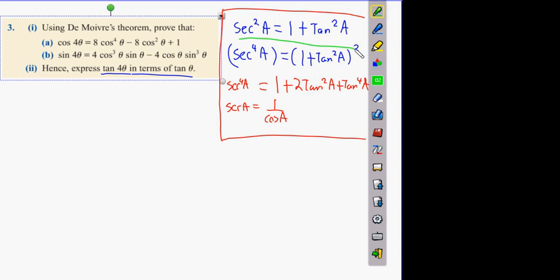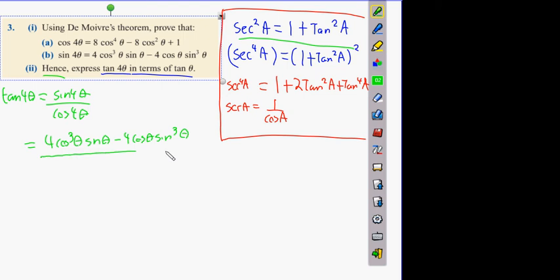So, once again from my notes, I'm going to say that tan 4θ equals sin 4θ over cos 4θ. The "hence" in the question means use my two expressions from the first part. This is 10 marks anyway. So you put them both down and you say, okay, 4cos³θ sinθ minus 4cosθ sin³θ, and then underneath that's going to be 8cos⁴θ minus 8cos²θ plus 1.